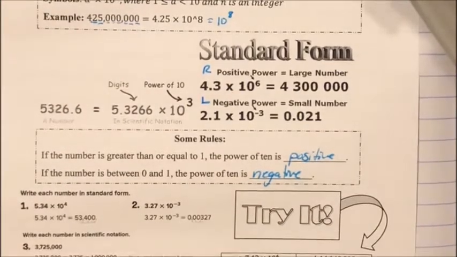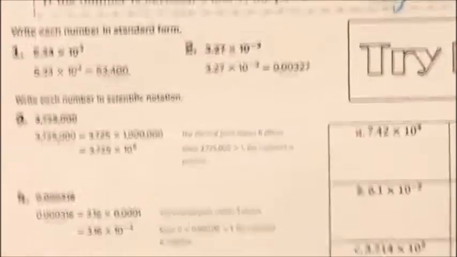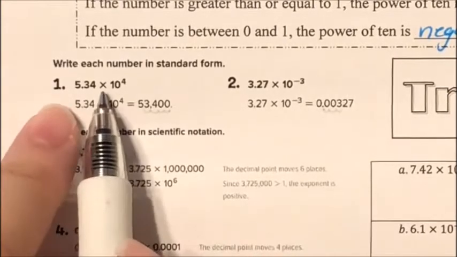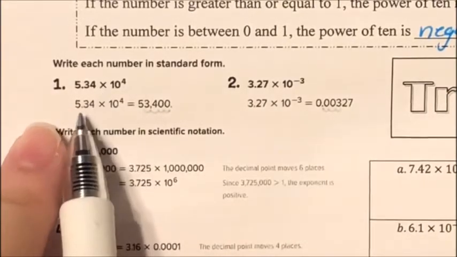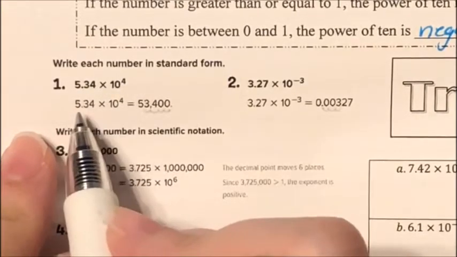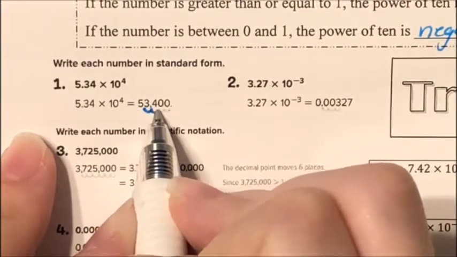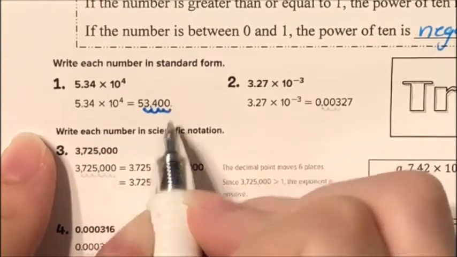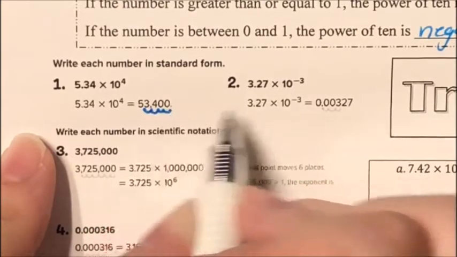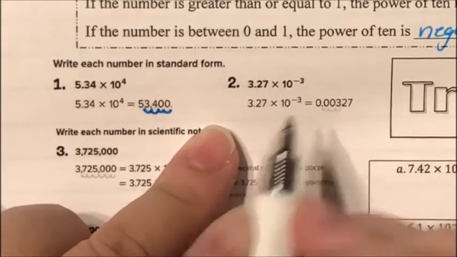So let's look at some examples. I have 4 examples here. So the first one, I want to write each number in standard form. So I'm going from scientific notation to standard form. My first one, 5.34 times 10 to the 4th. I'm taking my decimal. I'm moving it 4 places. 1, 2, 3, 4. You may have to add 0, so I get 53,400.